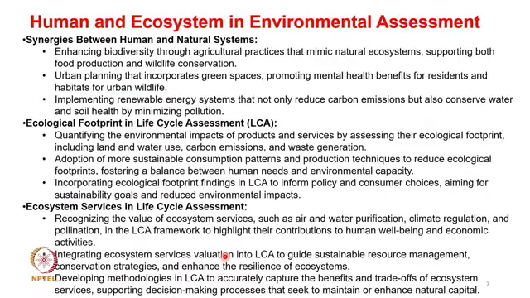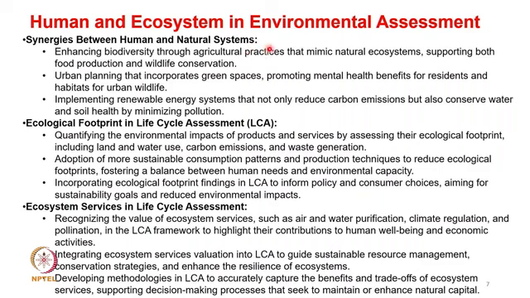So now how do we do an integrated assessment that includes humans? Till now we have all been talking about ecosystems and their calculation. So now how do we compute a case wherein human and ecosystem are both in the environmental assessment? Let's consider various scenarios. Scenario one is the synergy between human and natural systems. So what is the role here? Enhancing biodiversity through agricultural practices that mimic natural ecosystems, supporting both food production and wildlife conservation. This can enhance the synergy between human and natural systems. Urban planning that incorporates green space, promoting mental health benefits for residents and habitats for urban wildlife. Implementing renewable energy solutions that not only reduce carbon emissions but also conserve water and soil health. So this would all be helpful for increasing the synergy between human and natural systems.